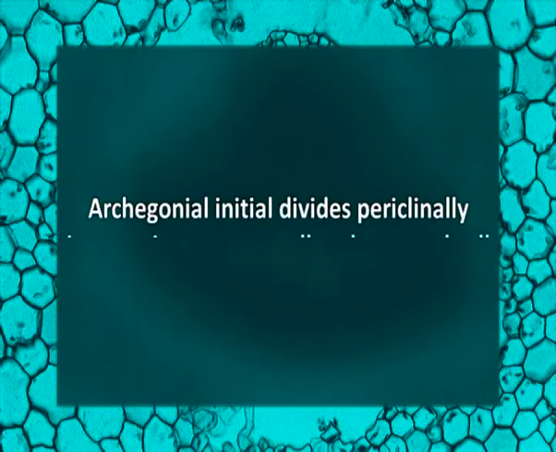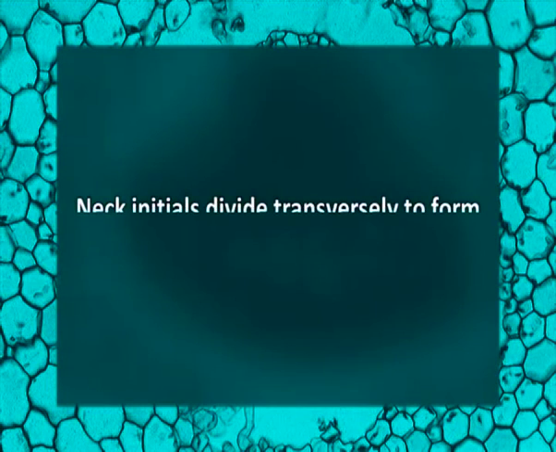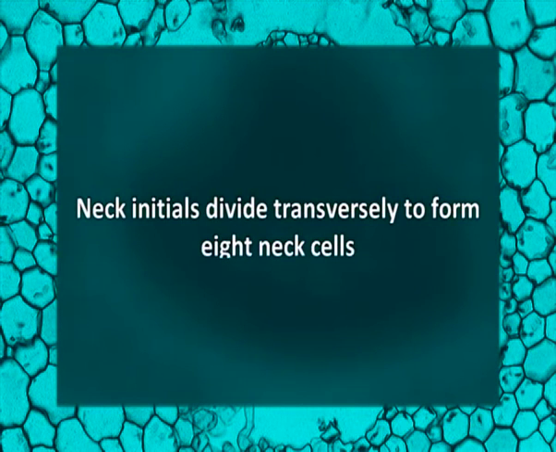All superficial cells of this tissue have the potential of forming archegonia. The archegonial initial divides periclinally into a primary cover cell and a central cell. The primary cover cell divides by two vertical divisions at right angles to each other and forms four neck initials. The neck initials divide transversely so as to form 8 neck cells arranged in 2 tiers of 4 each.